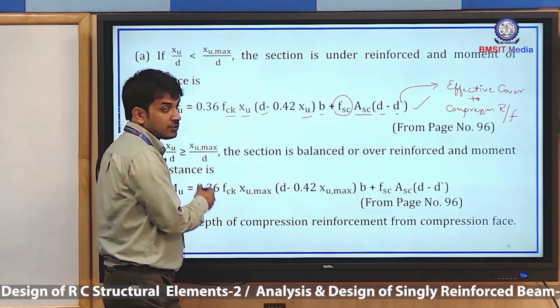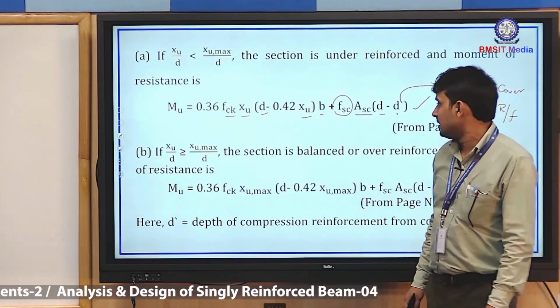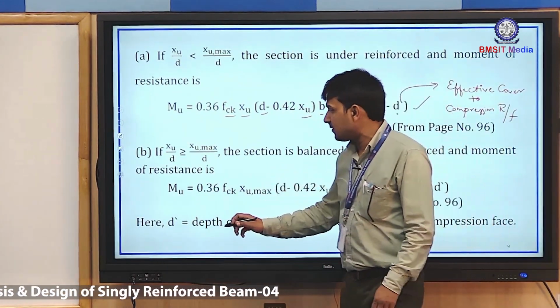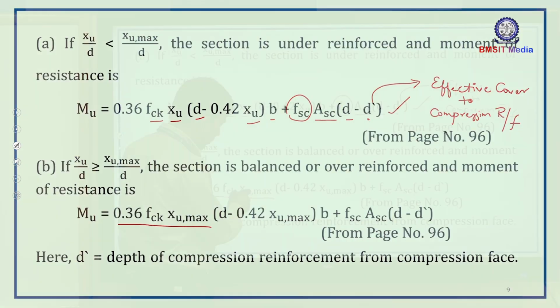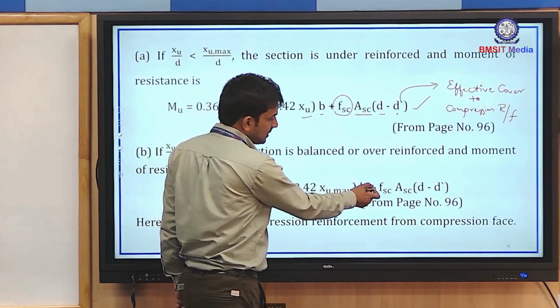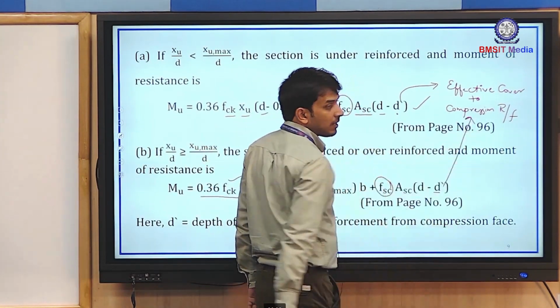Now the second is when XU by D is greater than or equal to XU max by D, then the section is a balanced section. In that condition we will calculate the MU by using this formula, that 0.36 formula. We have all the things except this FSC. D dash again is the same thing, the effective cover to the compression reinforcement.